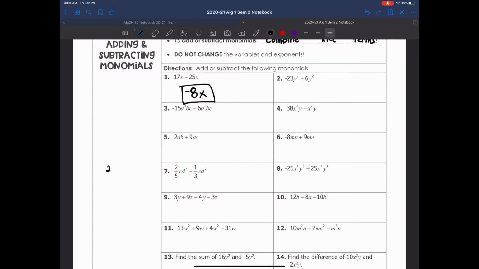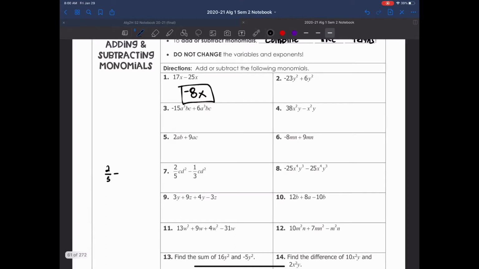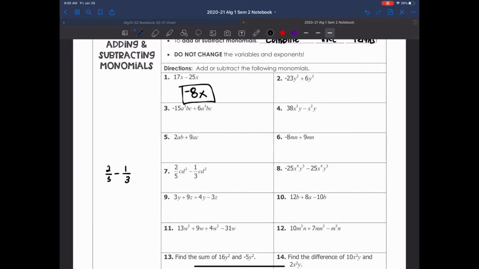Now this just requires a little bit of knowledge of fractions. In order to subtract these, I need common denominators. So let's go ahead and turn these into common denominators. A number that 5 and 3 both go into is 15. So I should probably turn these denominators into 15. 5 times 3 is going to give me 15, and I have to multiply 3 to the top and the bottom.